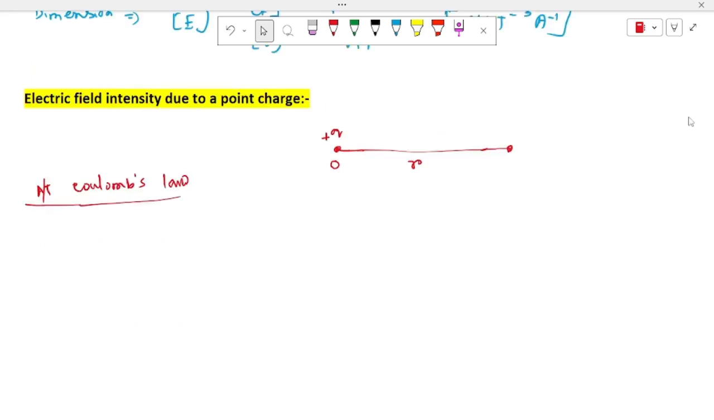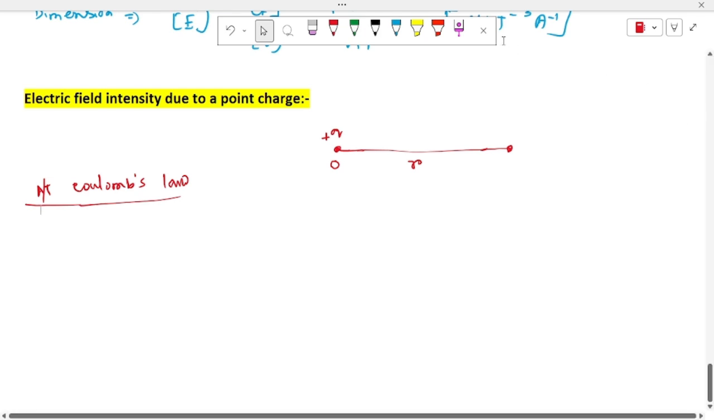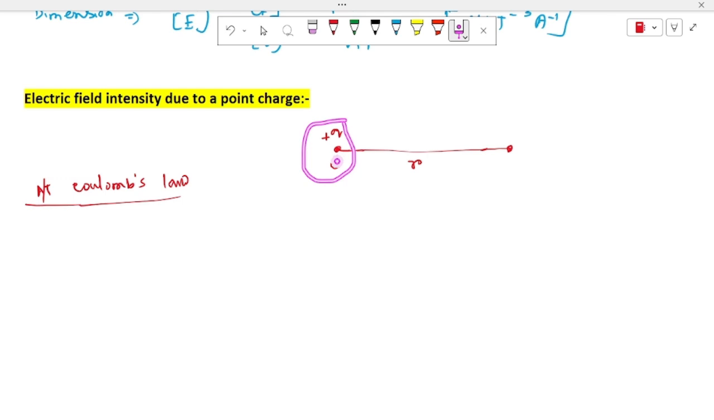Now, electric field intensity due to a point charge. Let us consider a point charge plus Q at the point O. We will calculate the expression of electric field at a distance r at the point P. What is the expression of electric field, and also what is the expression of force at this point? So we'll take a test charge plus Q naught.